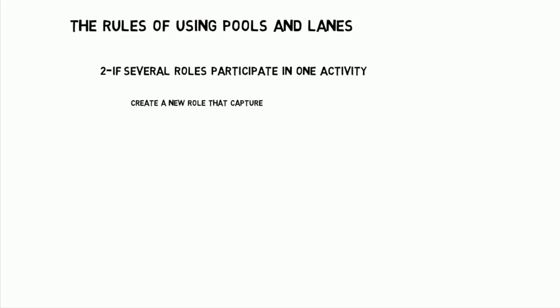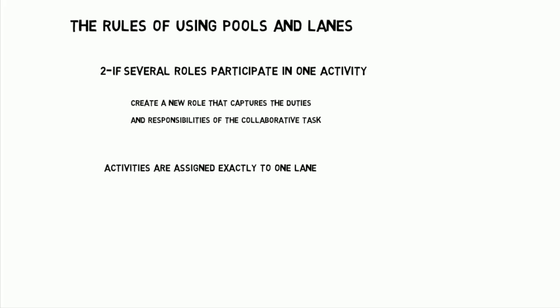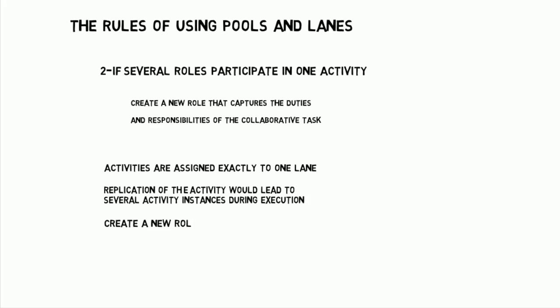Rule number 2: if several roles participate in one activity, create a new role that captures the duties and responsibilities of the collaborative task. And there are motivations to do so. Activities are assigned to exactly one lane. Replication of the activity would lead to several activity instances during execution. Creating a new role is feasible as each person can participate in several roles.